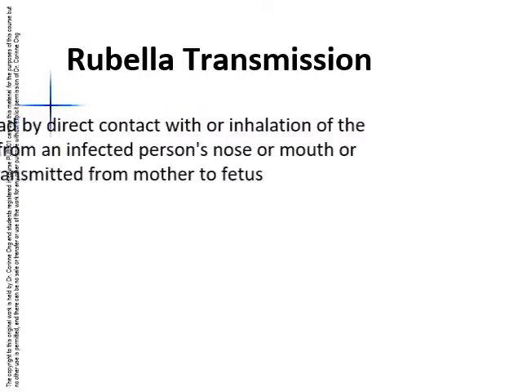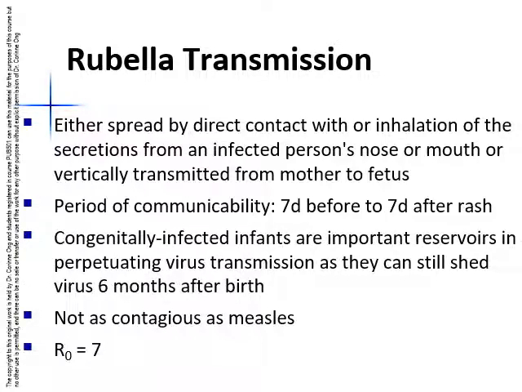Rubella is transmitted either by direct contact with or inhalation of the secretions from an infected person's nose or mouth, or vertically transmitted from mother to fetus. The period of communicability is a week before to a week after the rash. Congenitally infected infants are important reservoirs in perpetuating virus transmission, as they can still shed virus 6 months after birth. However, rubella is not as contagious as measles. The R0, or reproduction number, is between 6 and 7.